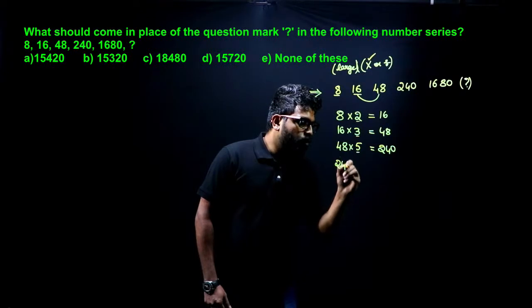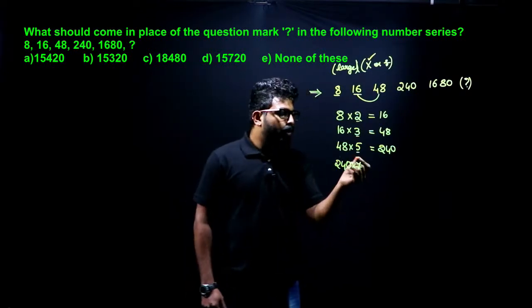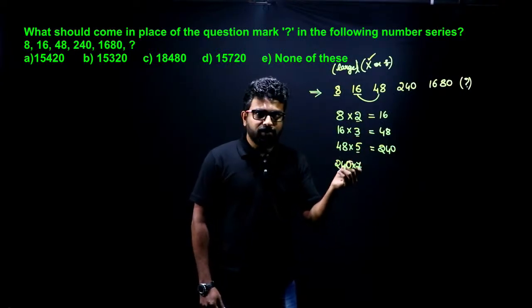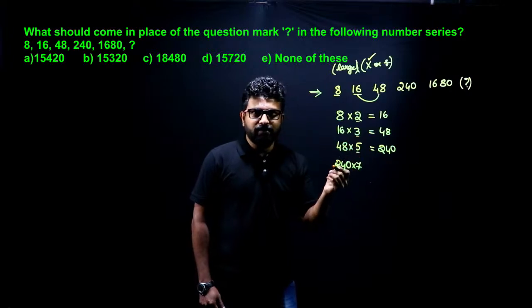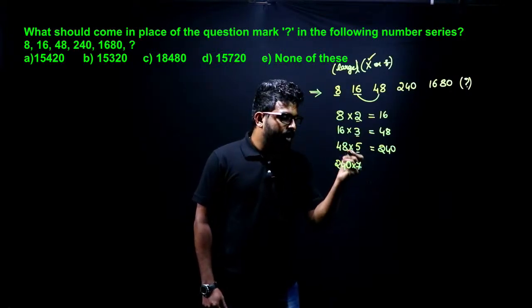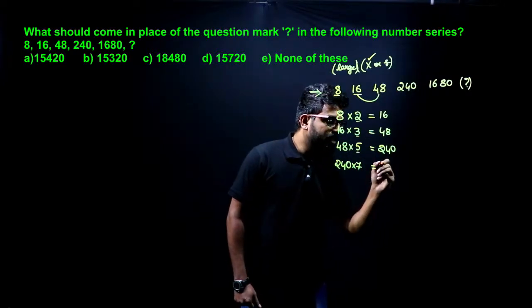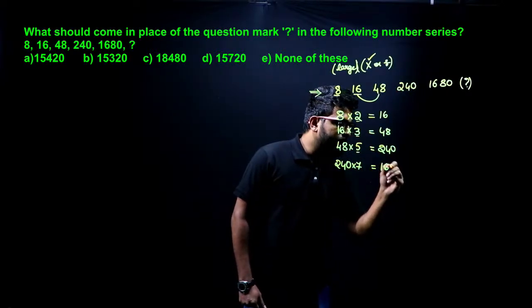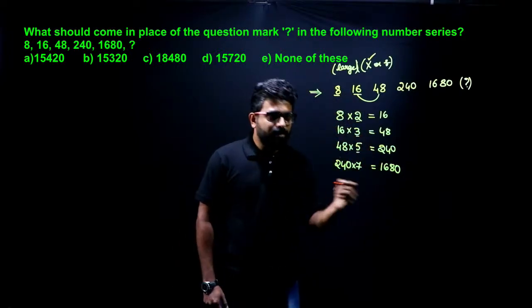I'll multiply 240 with 7 and check that. So if I multiply 240 with 7, what do I get? 200 into 7 gives me 1400. 40 into 7 gives me 280. 1400 plus 280 gives me 1680. So I'm getting my right answer here, 1680. So what do I need to multiply 1680 with?